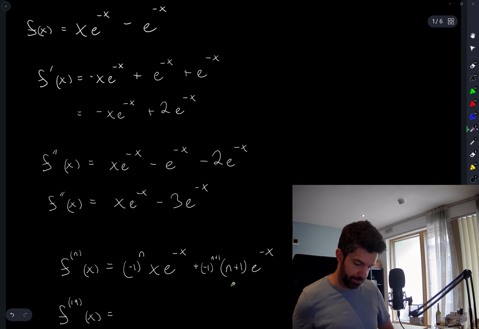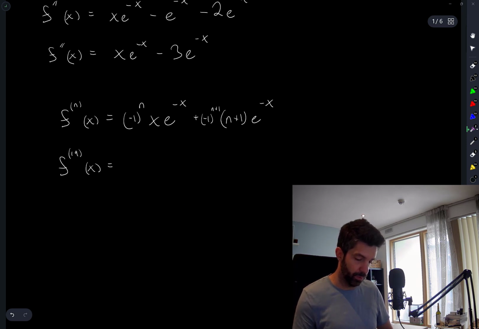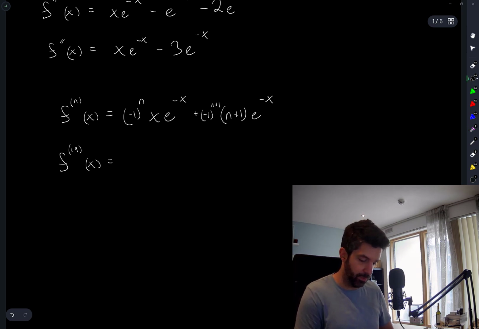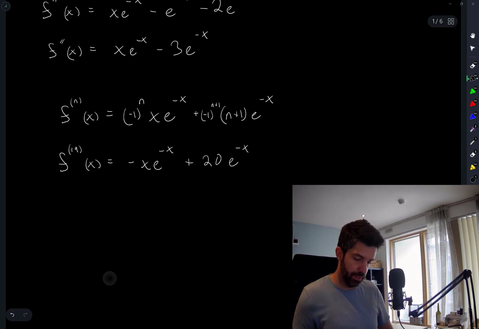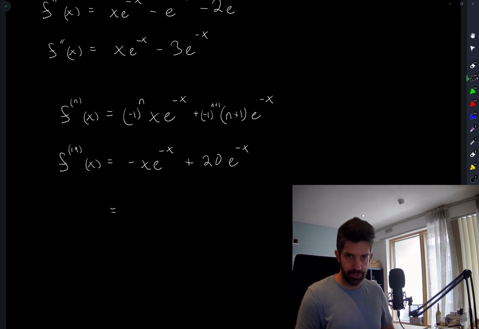And the 0th derivative has a 1, first derivative is 2, second derivative is 3, so we've got an n plus 1 there. So with 19 we should have negative x e to the negative x plus 20 e to the negative x. And with the way things are written in the options, this is the same as (20 minus x) e to the negative x, which is option C.